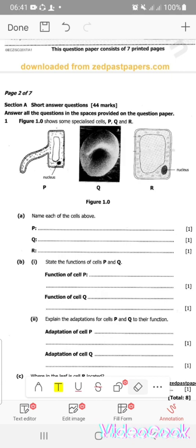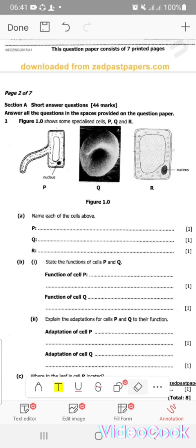Now if you are to ask about the function of R, which is the palisade cell, it is the part where most of the photosynthesis takes place in leaves. So it is where most of the photosynthesis usually takes place.